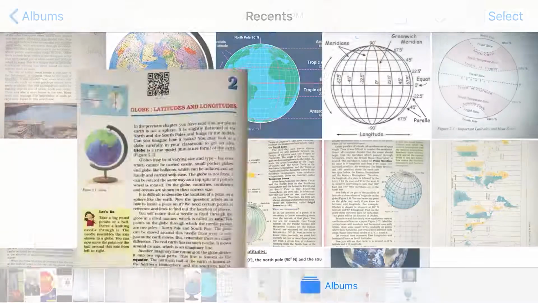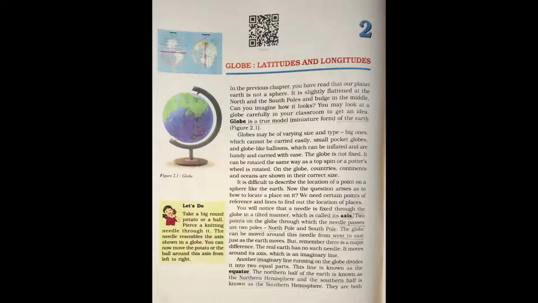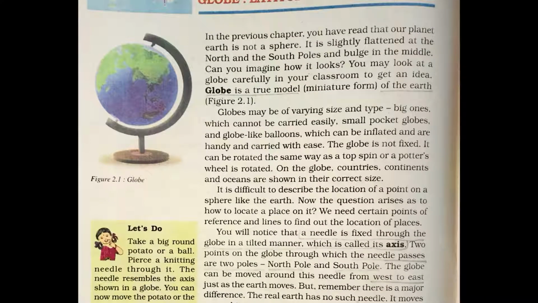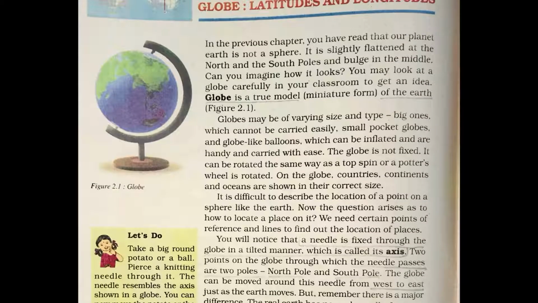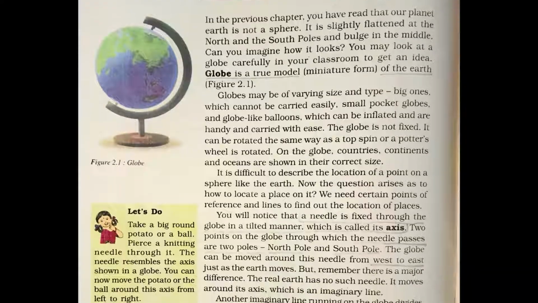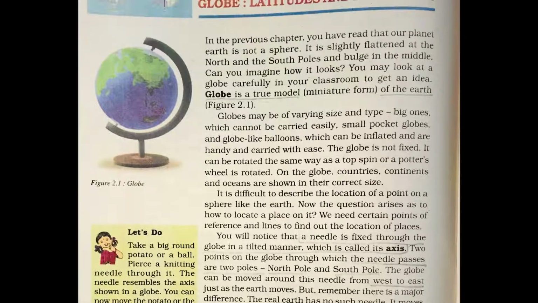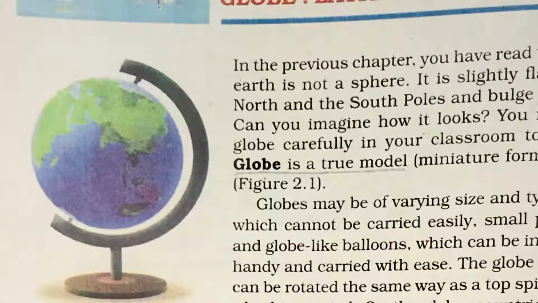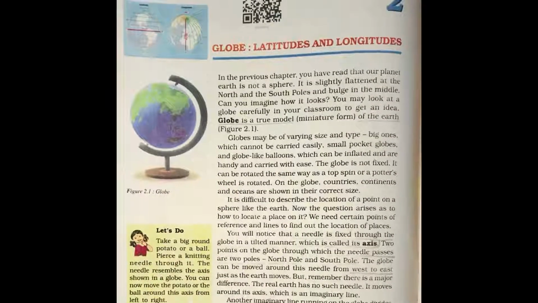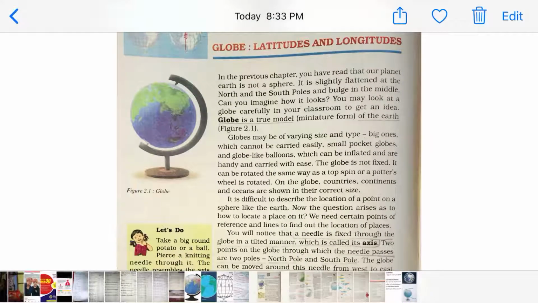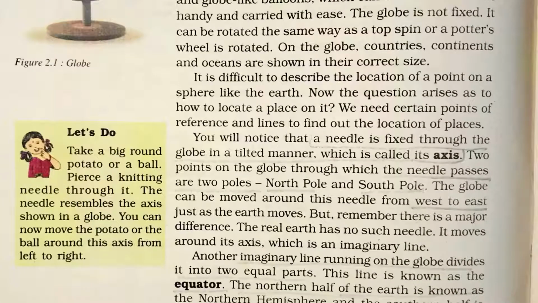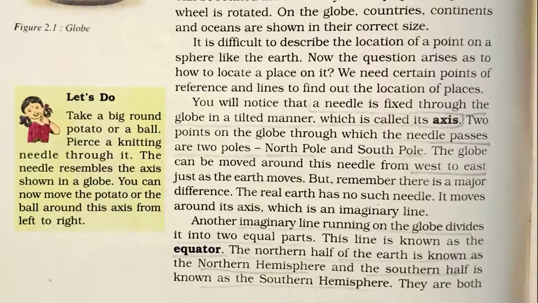Now, very precisely, I am going to elaborate the chapter because I discussed everything with you. A globe is a true model of the Earth. Here it is given. You will notice that the needle fixed through the globe in a tilted manner is called the axis. Now the equator. The equator is a latitude which divides the earth into two halves and it lies at 0 degrees.